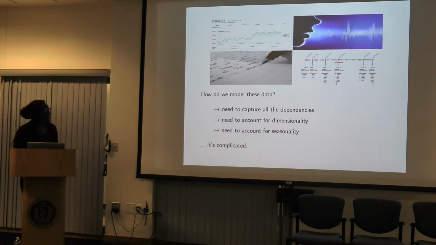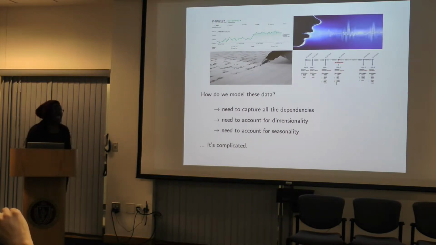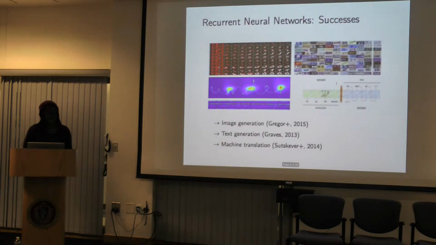Now the question is, how do we go about modeling these data? And the complexity in doing that comes from the fact that there are a lot of dependencies that you need to take into account. There's dimensionality that you need to take into account. These data are usually very high dimensional. And there's also seasonality, meaning there are these trends in the data that come every period for some of these data sets. And yeah, there are too many things to take into account, and it can be very complicated.